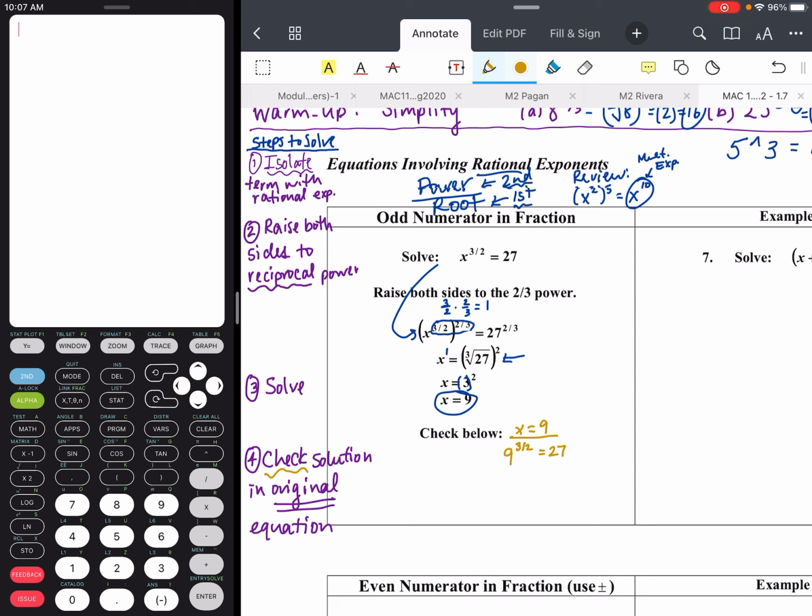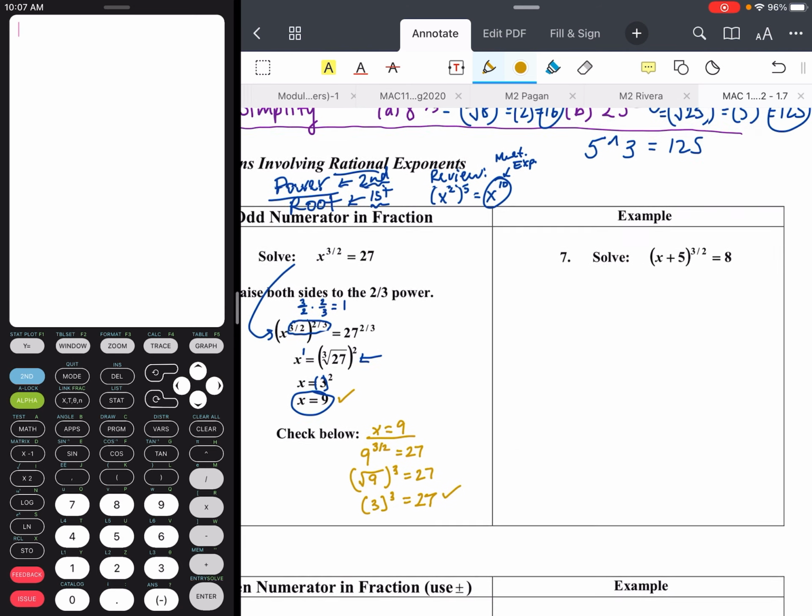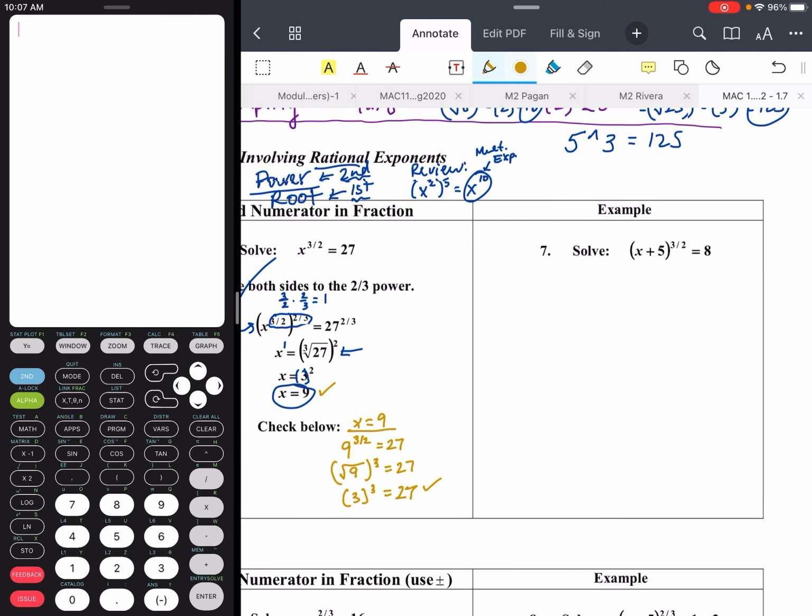And to simplify on the left, that means I would take the square root of 9, raise that to the third power. And I know the square root of 9 is 3. When I cube that, I do get 27. So my solution of 9 checks out. Okay, so let's apply that to number 7, that same process.